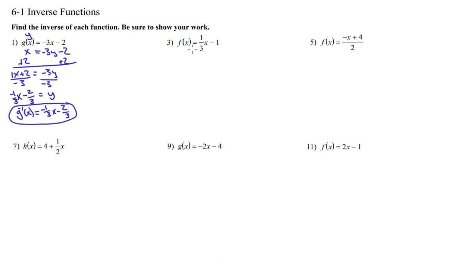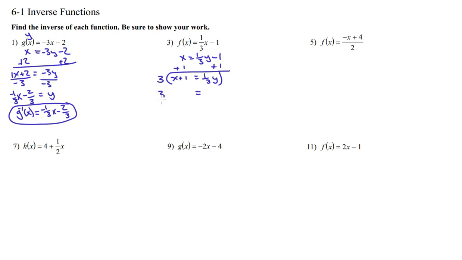Okay, 3. This becomes our x over here. 1/3, the x becomes the y, minus 1. So solve this thing for y. We add 1 to both sides. We get x plus 1 equals 1/3 y. To get rid of that 1/3, we'll want to divide by 1/3, which the better way to do that is to actually multiply everything by 3, right? Because the 3 takes care of the 1/3.